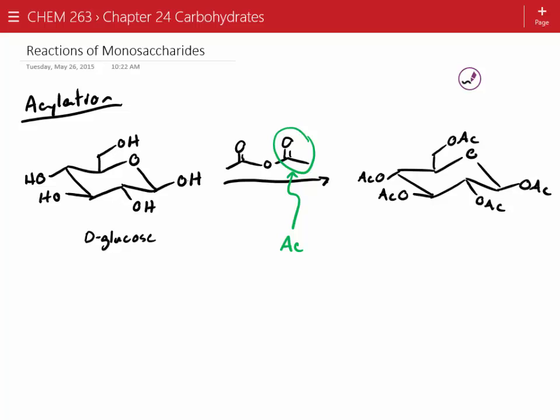All right, trivia question. Is this alpha or beta D-glucose? Alpha. The one on the left or right? The one on the left. Alpha. Beta. It is beta D-glucose. How do we identify alpha versus beta?